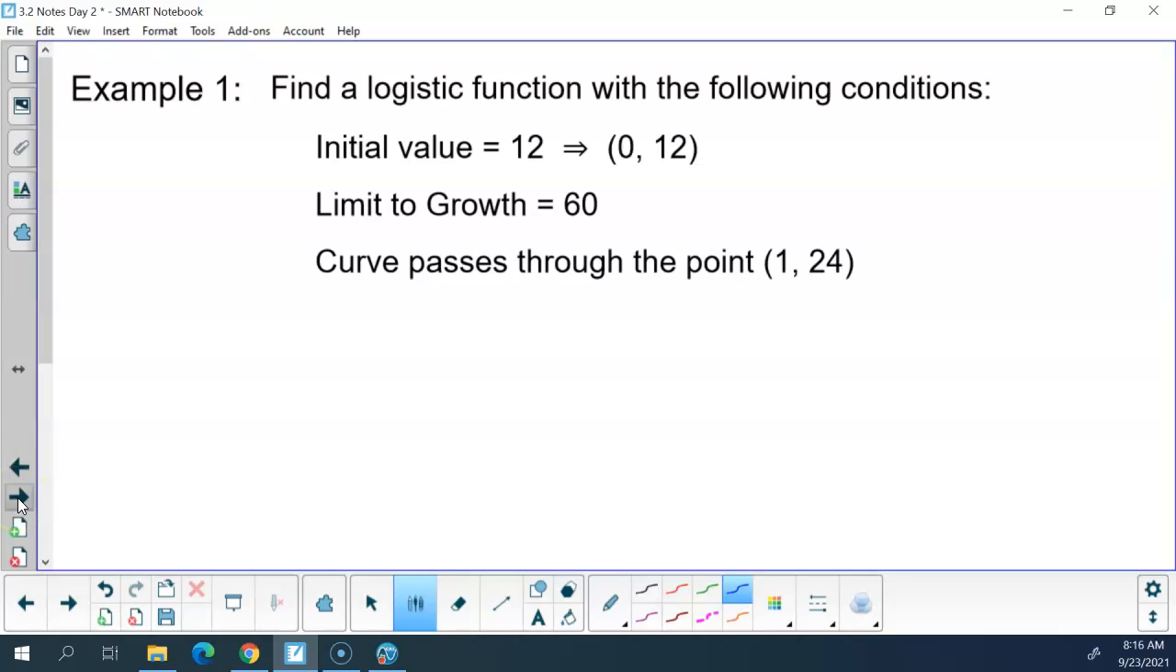All right, here we go. So we want to find a logistic function with the following conditions. We have an initial value of 12. That means we go through the point (0, 12). We have a limit to growth of 60. And our logistic function passes through the point (1, 24). So for purposes of today, we're going to use f of x equals c over 1 plus a b to the x power. That's the form that we wanted.